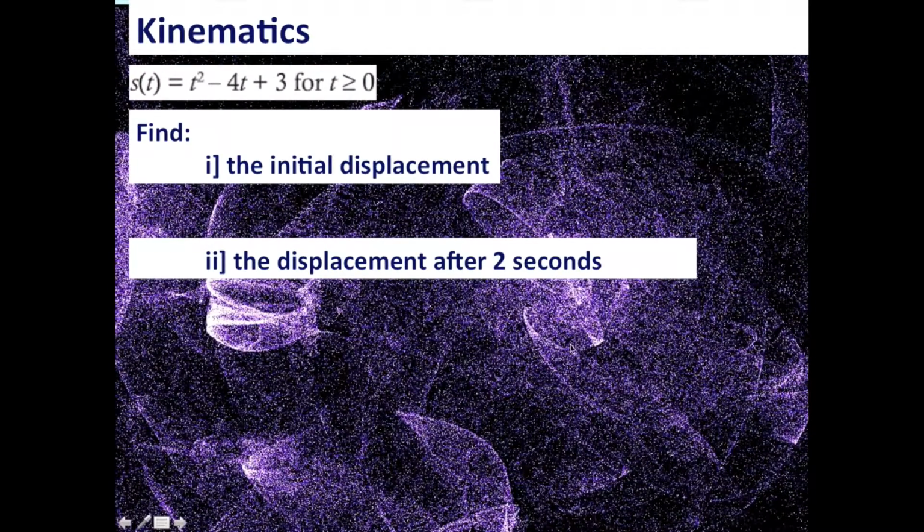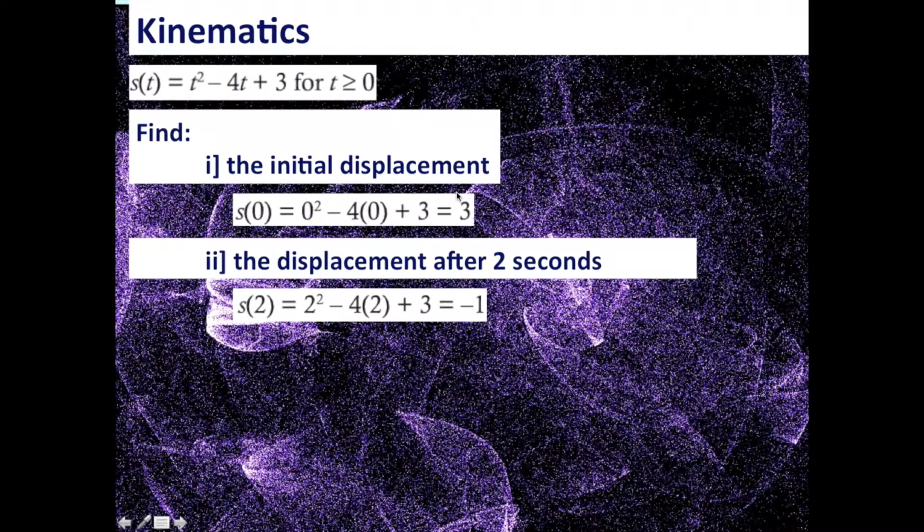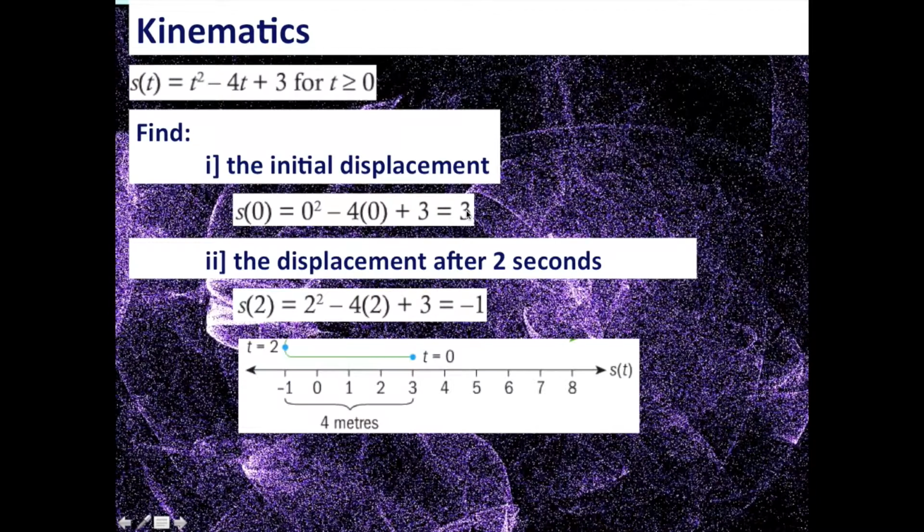So part 1, the initial displacement. Whenever we see initial, that means time equals 0. So we're just going to substitute in 0 and find s of 0, and that's going to give us 3. Similarly, the displacement after 2 seconds, we substitute in and find s of 2, which gives us -1, or 1 unit to the left of the origin. And this is 3 units to the right of the origin.